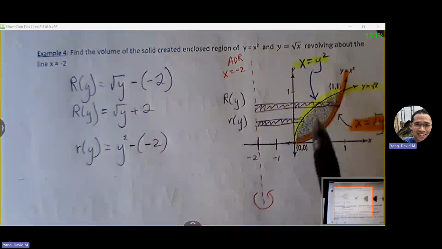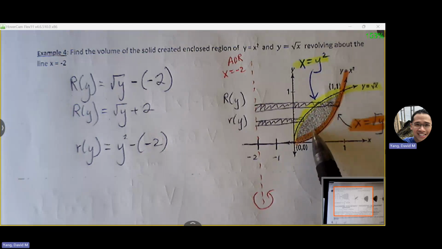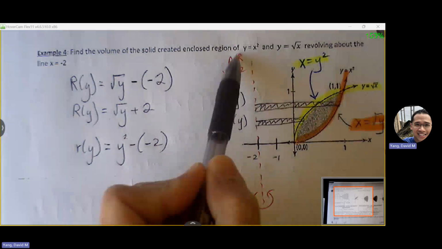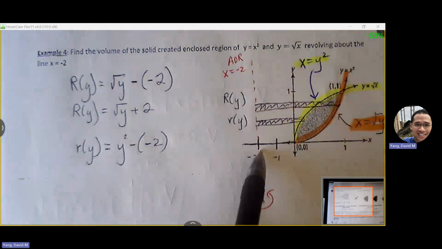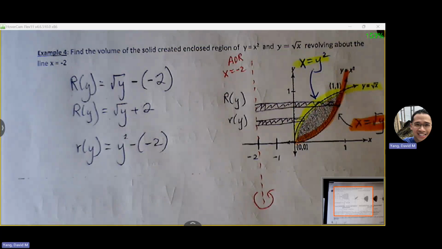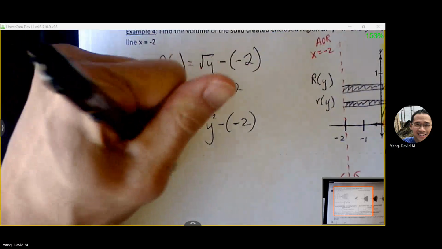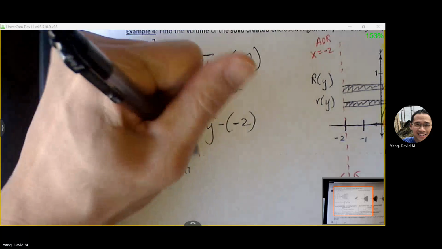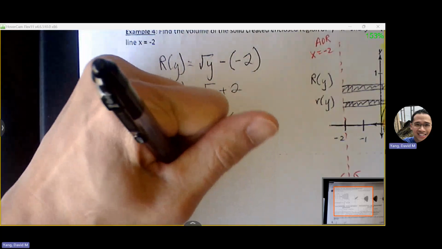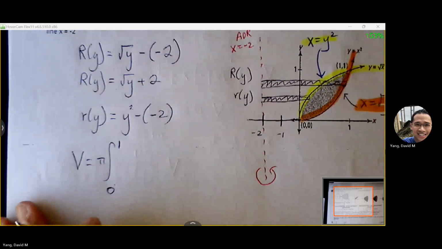It doesn't. Remember, you're only looking at your shaded region for your bounds, whether it's area or volume. It's only the shaded region that you care about. We don't worry about the axis. The axis is only going to impact your big R and little r. It's not going to impact your bounds. So we're going from 0 to 1, lowest to highest y value.